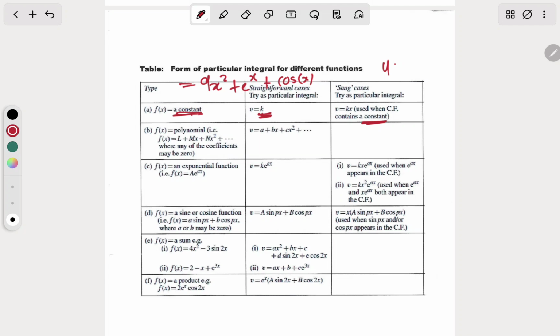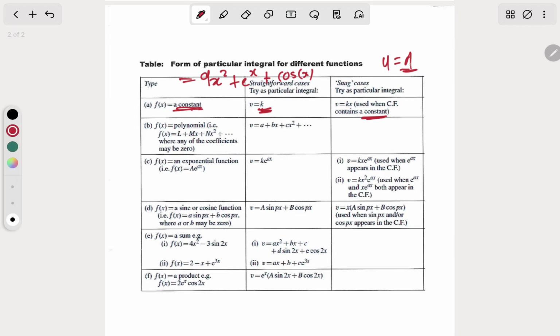You know how u can be equal to a e to the m1x plus b e to the m2x, right? So let's say m1 was 0 or m2 was 0. That means you would then just get a plus b e to the m2x, isn't it? So that means you'll be having a constant. Instead of putting k for v, you now put it as kx.